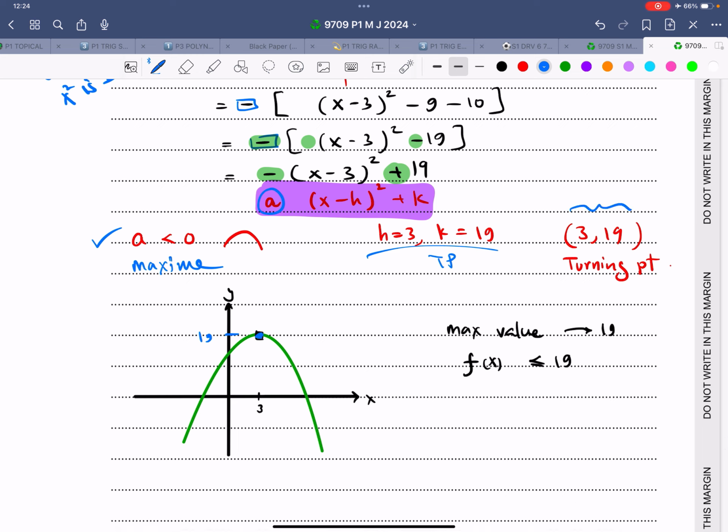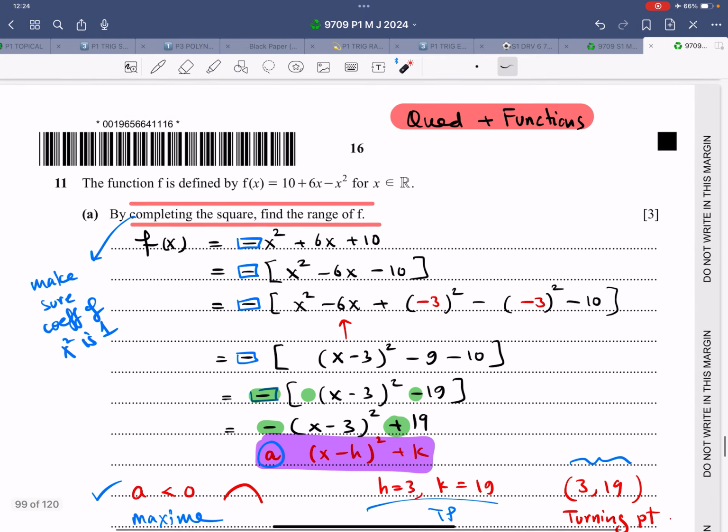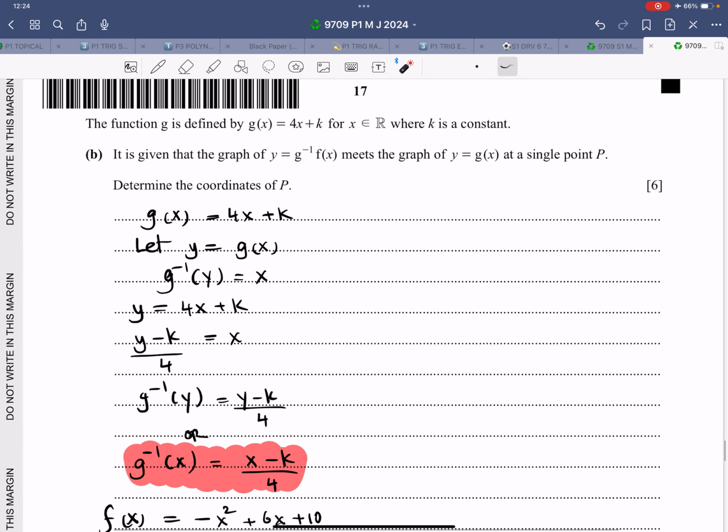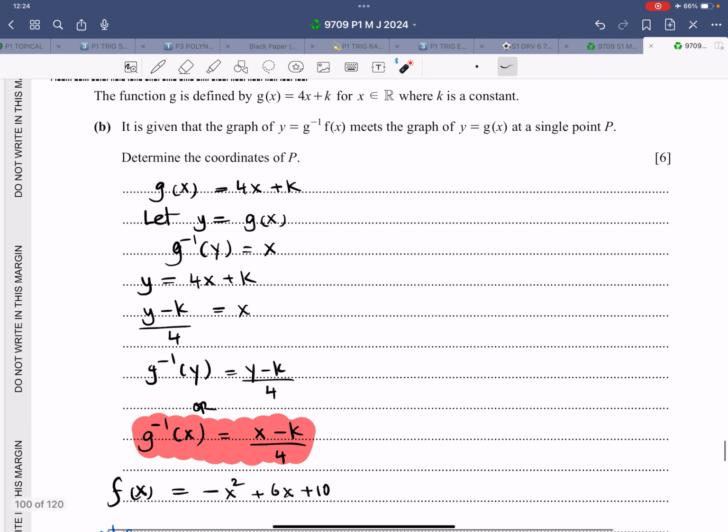So that is the turning point, (3, 19). Upside down, the maximum value is 19. All the other values are below 19. It is inclusive. f(x) is less than or equal to 19. That is the simple basic working for 3 marks. Every penny is worth it. You have to work it out. There are no shortcuts in life.